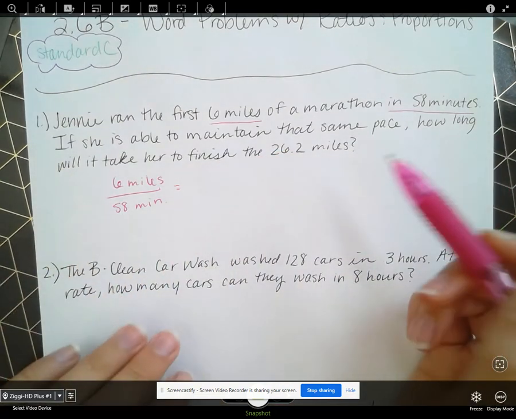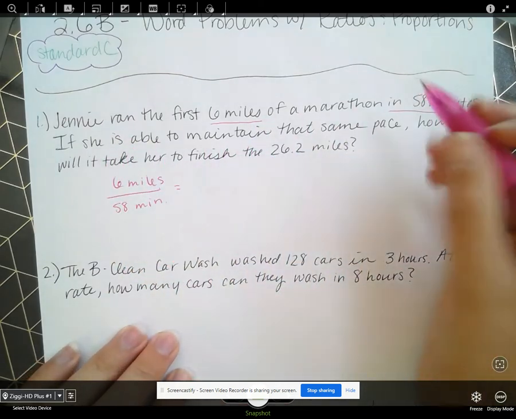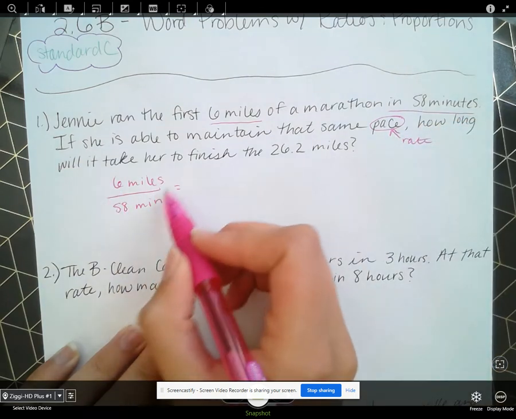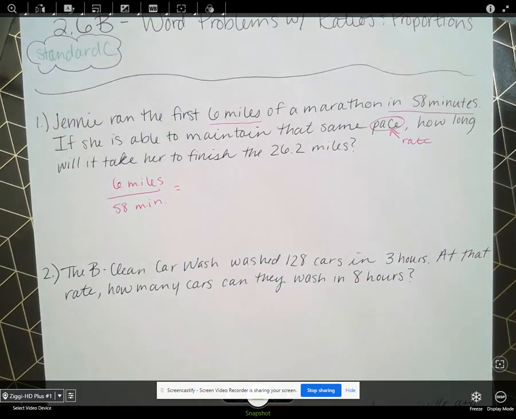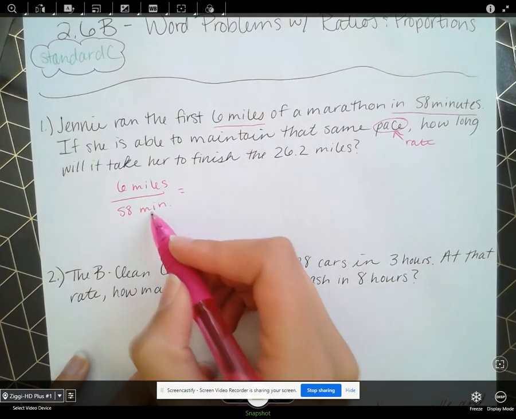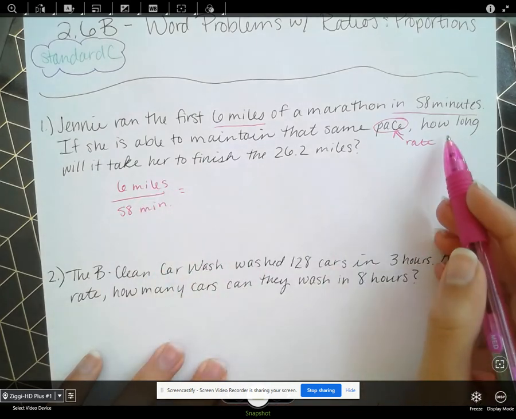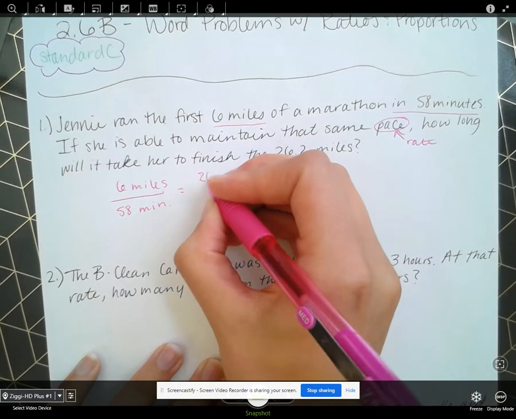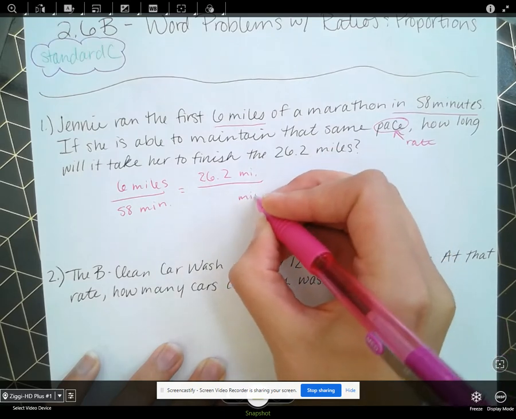And what we're going to do is use what we're trying to figure out to write that other proportion. So if she's able to maintain that same pace, when you see pace, okay, that's a rate, right? So this right here is a rate. It is two different things with different units of measure being compared: 6 miles and 58 minutes. So she's going to keep this rate, it's going to stay equal, but how long will it take her to finish the 26.2 miles? So now we're looking at 26.2 miles, and we're wondering how long, how many minutes.